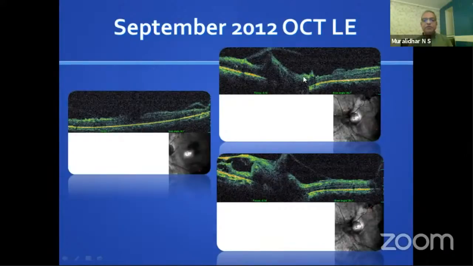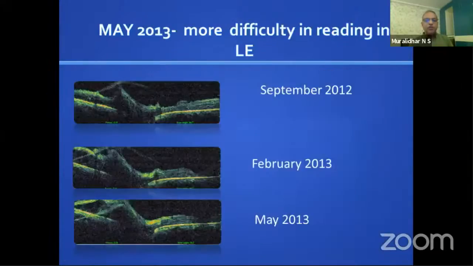traction. The proliferation on the disc was visible like this. It was showing some traction. And this was the time at which I became interested in whether this was a vitreopapillary traction. So we were not sure at that time.